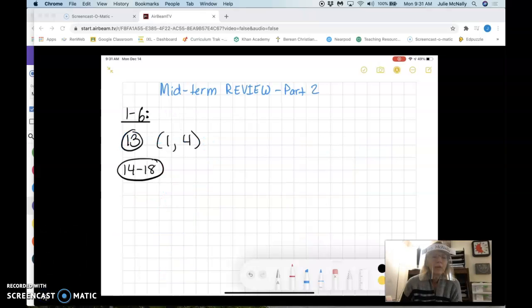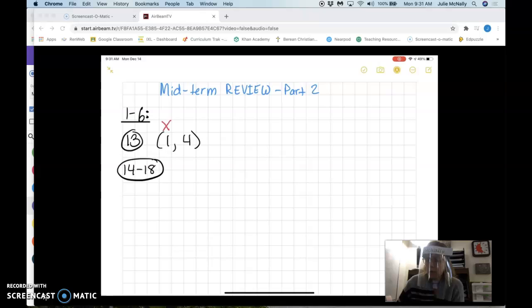So the directions for number 13 say, identify the x and y coordinates of this point. So which one is the x? The 1. And which one is the y? 4. The 4. Good. That's it. That's all you have to do. I need to know that you know the first one in the ordered pair is the x and the second one is the y.